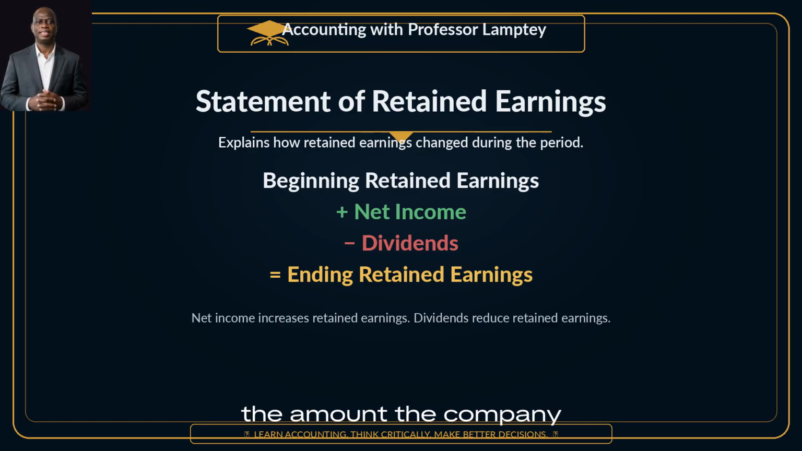Beginning retained earnings is the amount the company had at the start of the period. Then we add net income from the income statement because net income increases retained earnings. Then we subtract dividends because dividends are distributions to owners. The result is ending retained earnings.